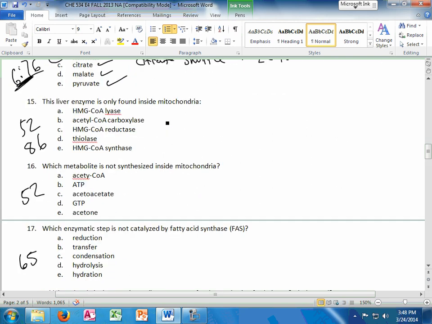This liver enzyme is only found in the mitochondria. It's going to be the HMG-CoA lyase. A couple slides on this, a good one to know, slide 86. It's about where everything happens that we've talked about in this unit. And slide 52 mentions these ketone body enzymes specifically.